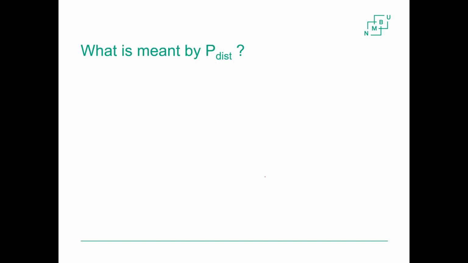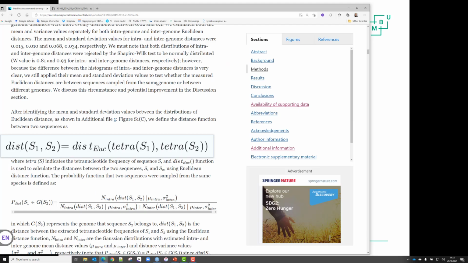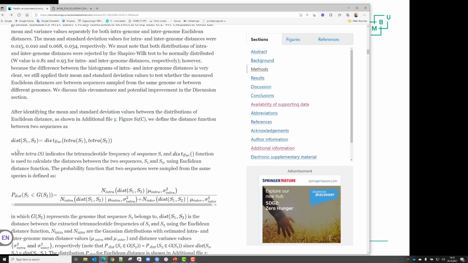Okay. What is meant by this PDIST thing? Let me go back to my pointer. PDIST, and then we have to go into the paper again, I think, because first we compute this Euclidean distance between a pair of contigs, right? This could in principle be between all pairs.